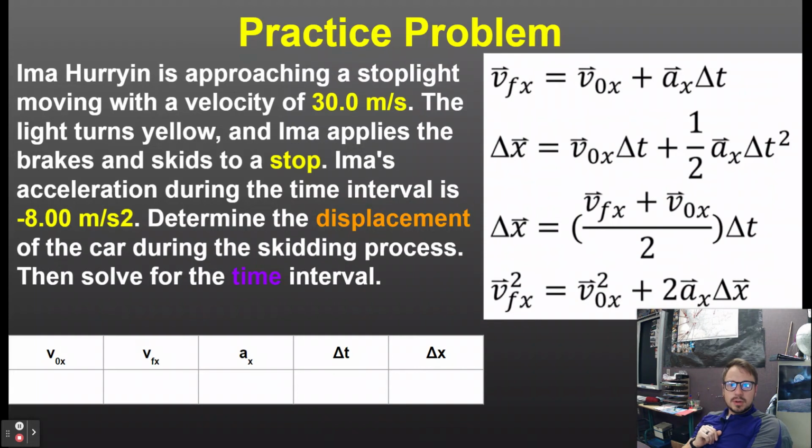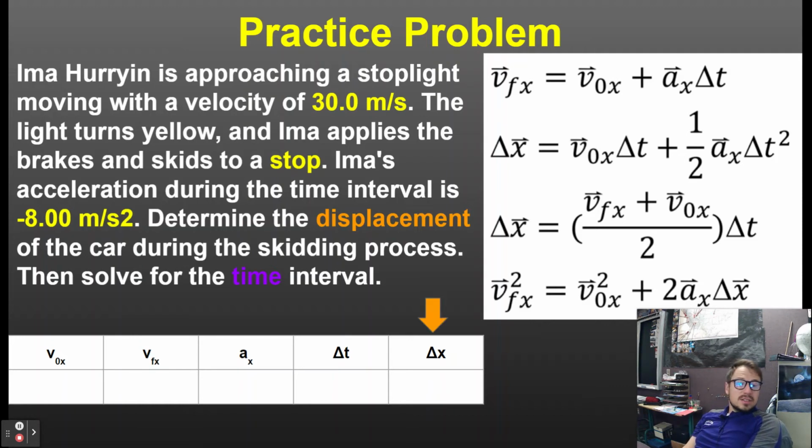Ima Hurrian is approaching a stoplight moving with a velocity of 30 meters per second. The light turns yellow and Ima applies the brakes and skids to a stop. Ima's acceleration during the time interval is -8 meters per second squared. Determine the displacement of the car during the skidding process. Then solve for the time interval.